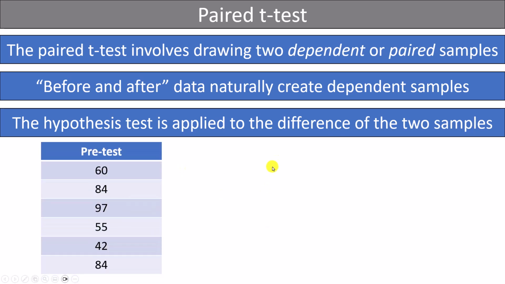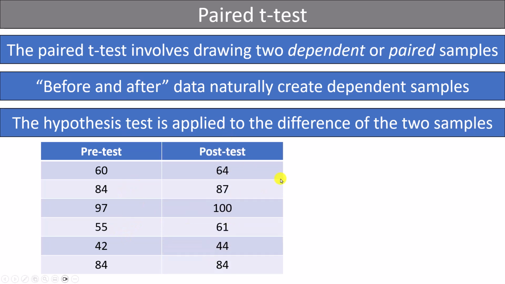Let's say we have some sort of before and after data, such as maybe pre-test scores and post-test scores. So what would be happening here is each individual would take a test before they enter a class or before they go through some kind of learning module, and then they'd be asked to take the test again, or some similar test, after they have gone through and taken the class or gone through the learning module. And what we want to do is compare the post-test scores and the pre-test scores.